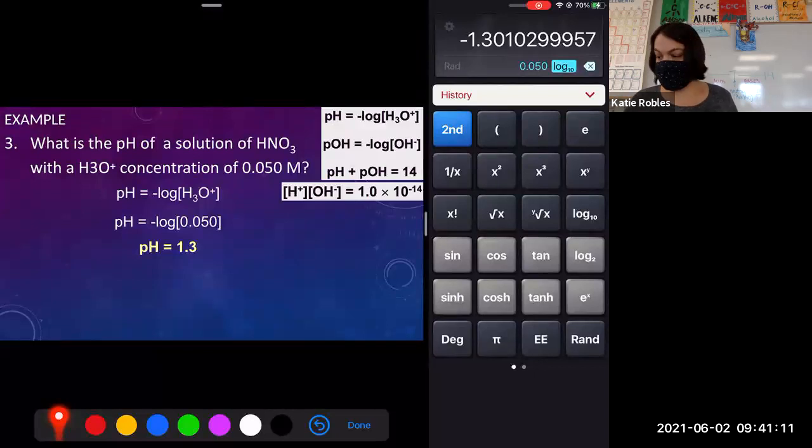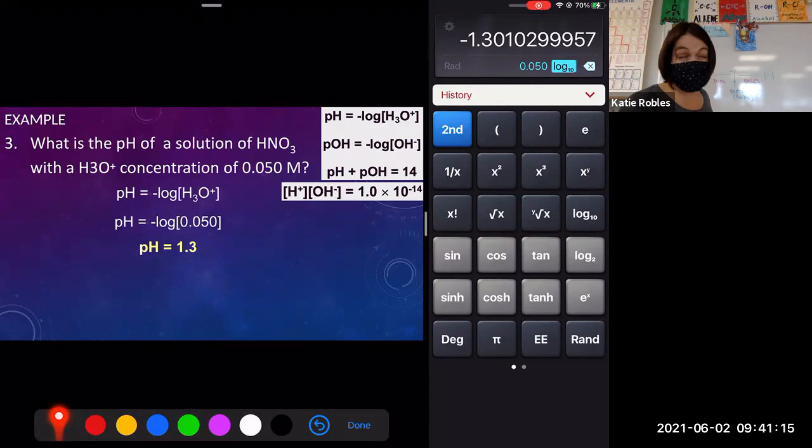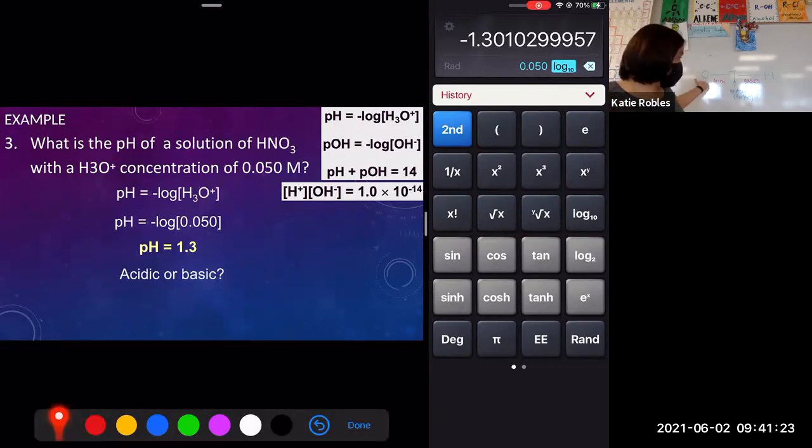So if you had a pH of 1.3, in order to find the pOH, you would just take 14 minus 1.3. Is this acidic or basic? Bottom line, 0 to 7, acids. 7 to 14, bases. So its pH is 1.3. Its pOH is a much higher number, but it is, of course, acidic.